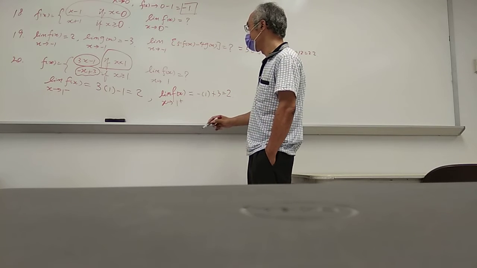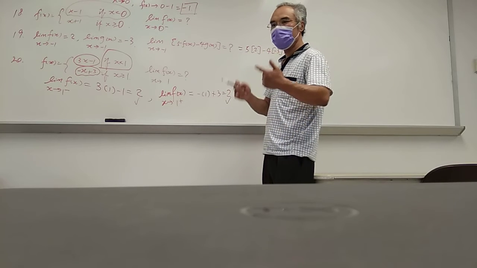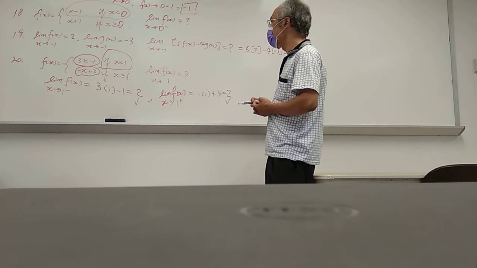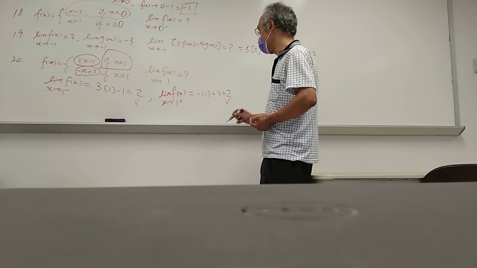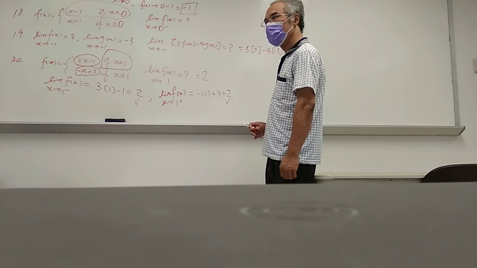So you get 2 in here, 2 in here, they are the same. So the left-hand side and right-hand side limits are the same. So that means the limit of the function exists and is 2. So that's the answer for problem 20. All right.